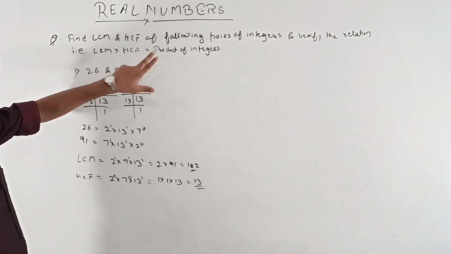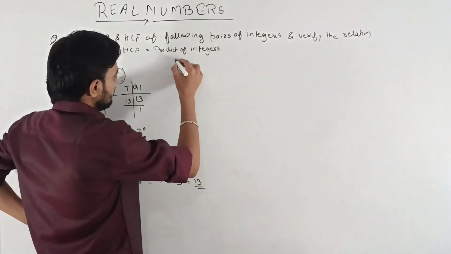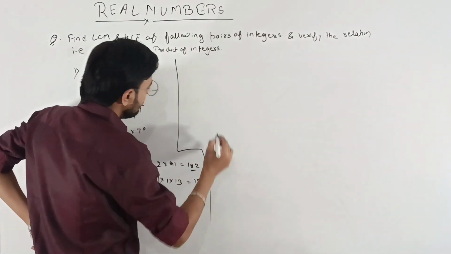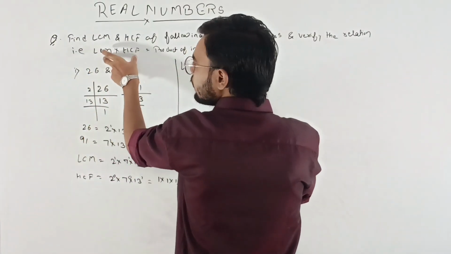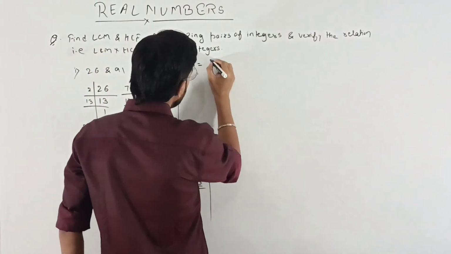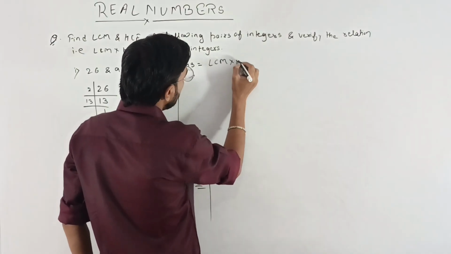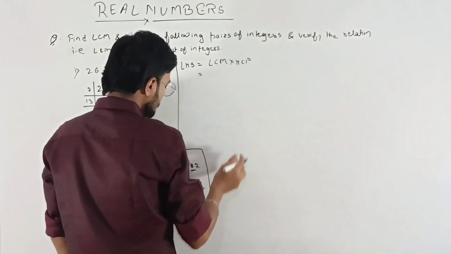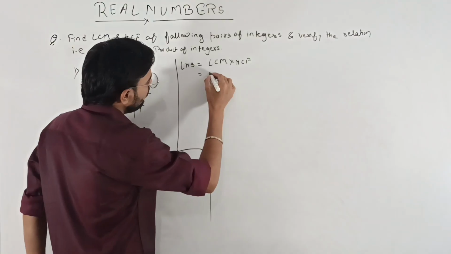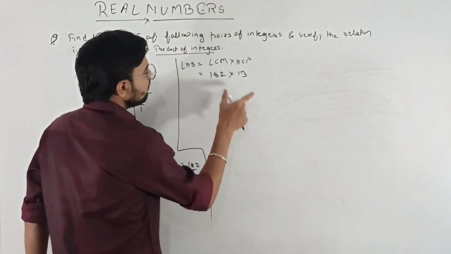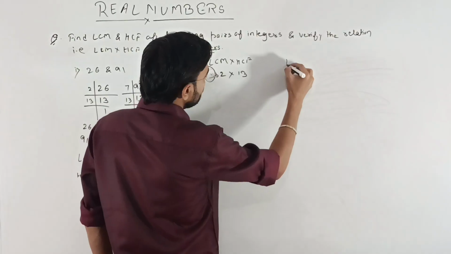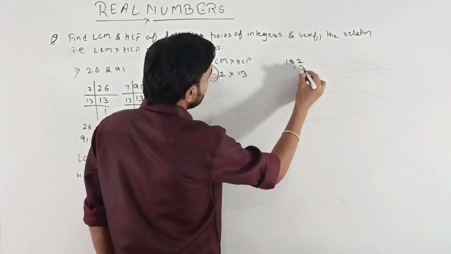Now we have to verify this relation. For verification, first we consider LHS. LHS is LCM into HCF. LCM is 182 and HCF is 13. Now multiply 182 and 13.